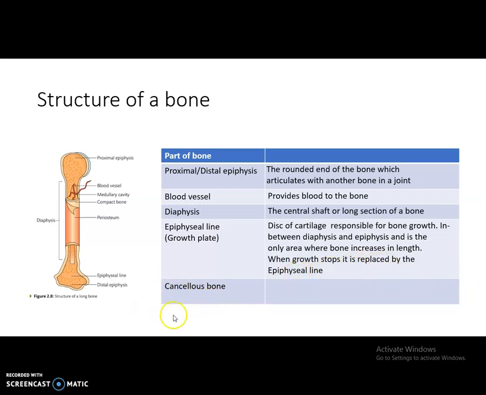And then finally we've got cancellous bone here, which is a honeycomb structure, like a crunchy bar there, and it keeps our bone strong but yet light in weight.